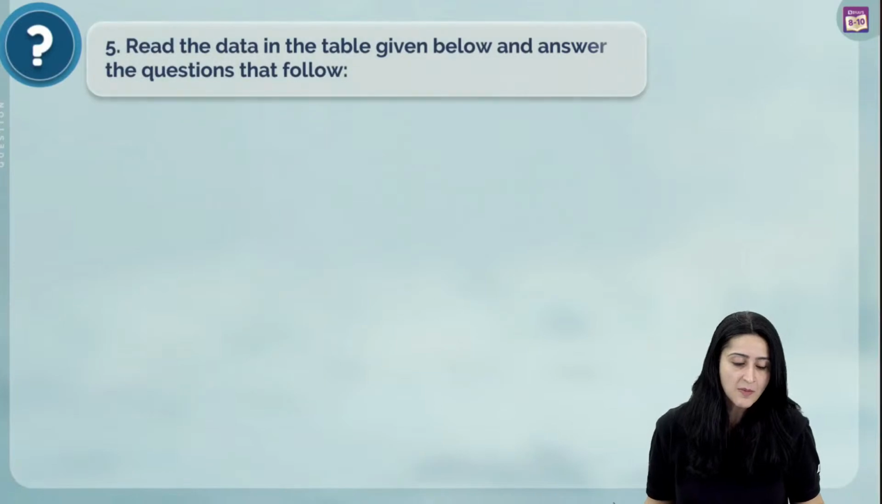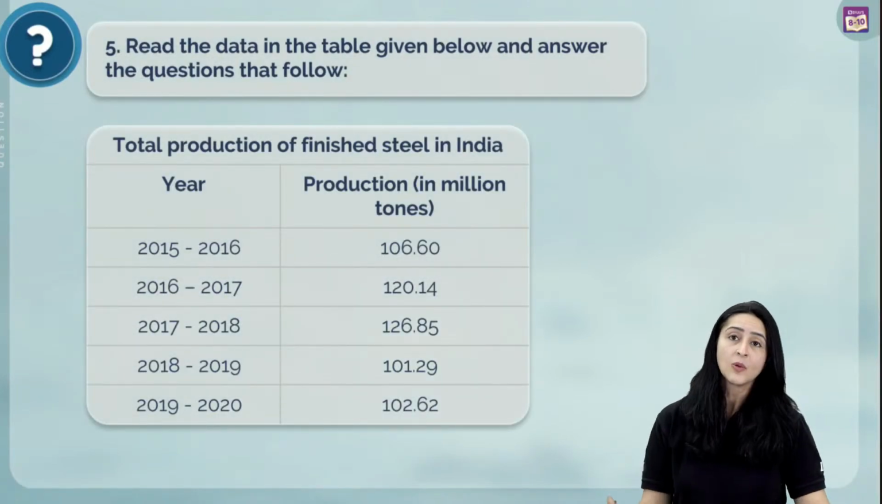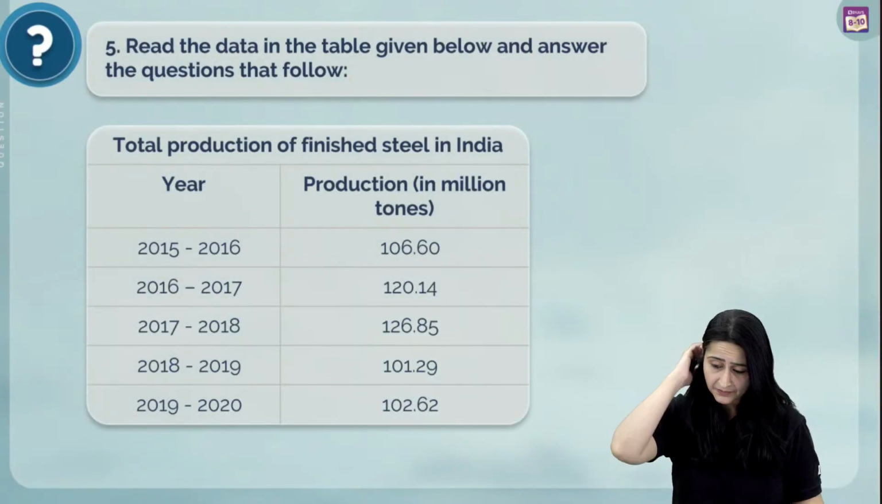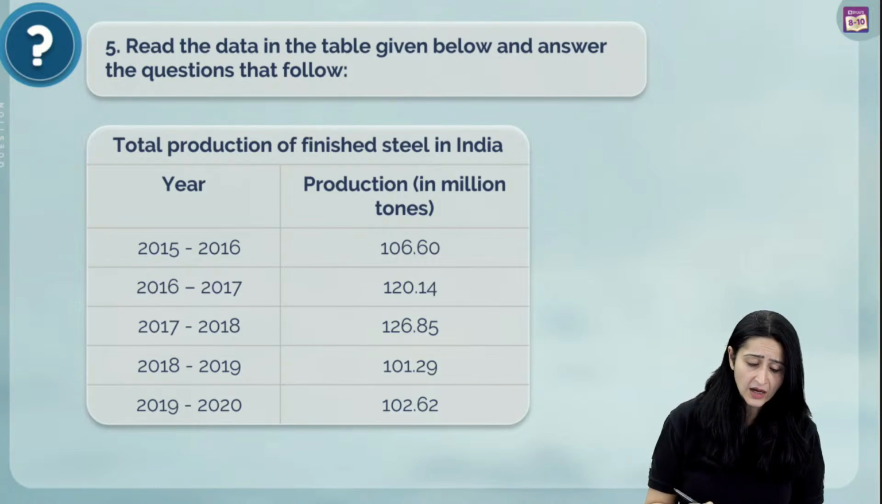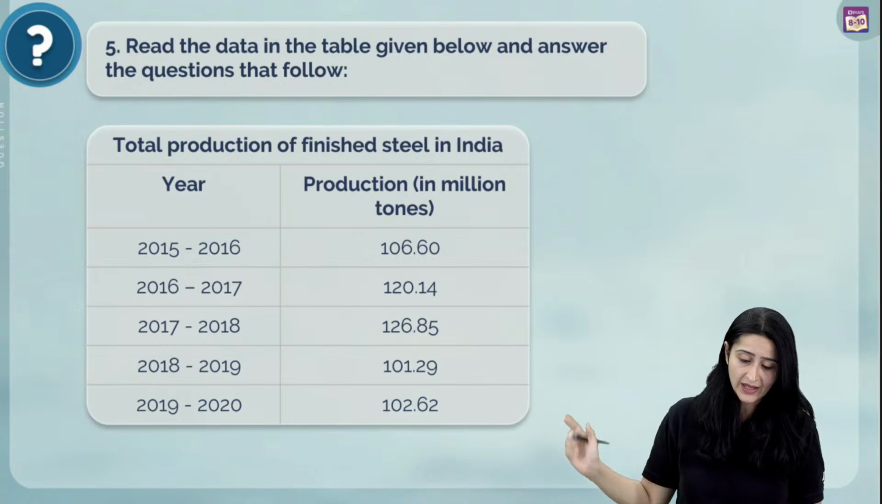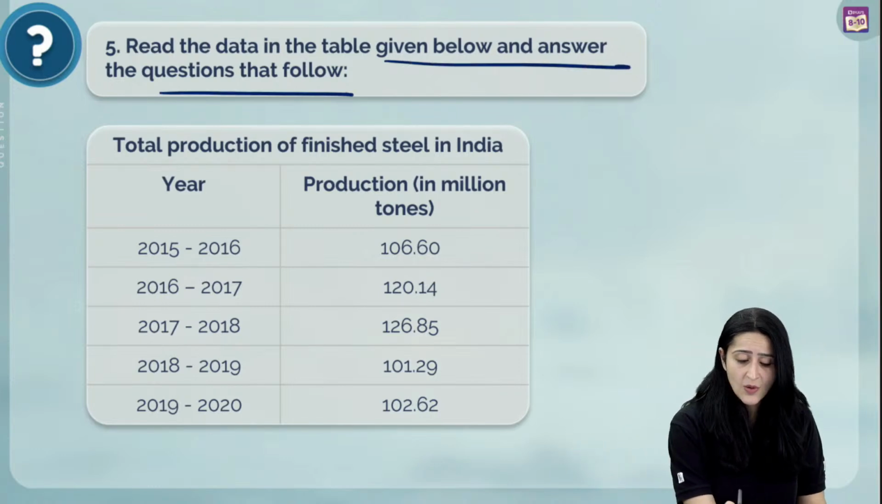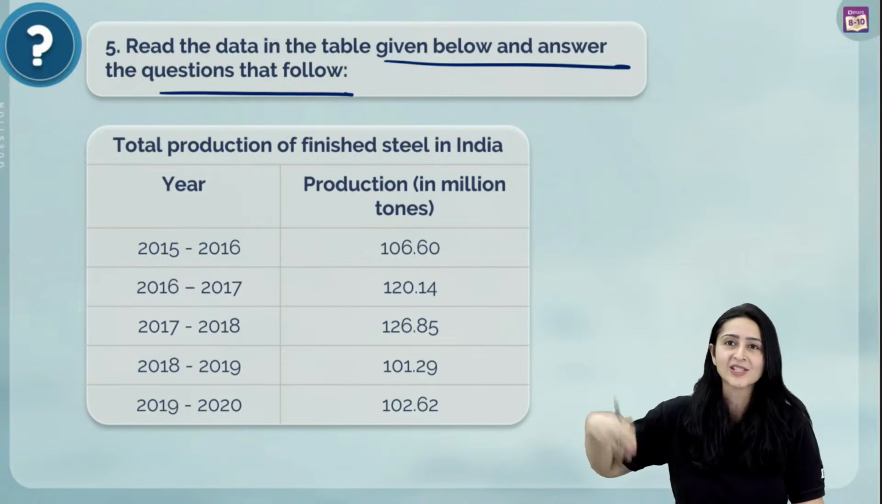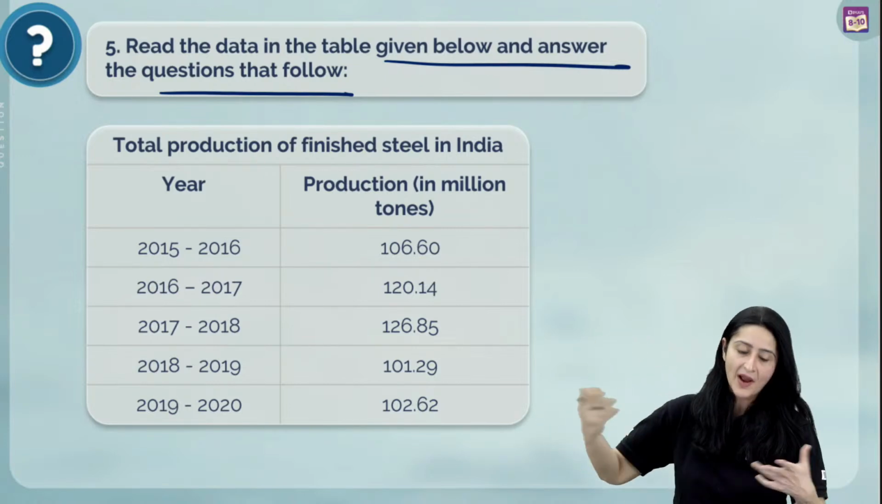Next question, we move on to question number 5, which is again a 2-mark question. This says total production of finished steel in India. You've been given the table over here and you need to answer the questions that follow. There are 2 questions that are placed, so it'll be 1 mark each.